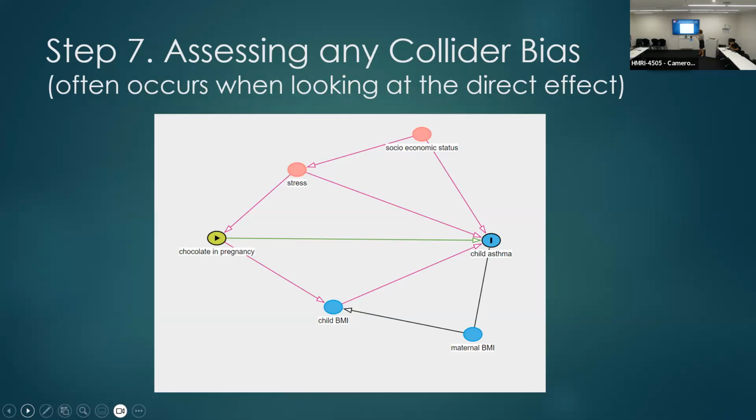For example, there's a thing called M bias, where if you have a variable here pointing down to chocolate and stress, you get this M thing happening. If you decided to adjust for that, it opens the whole M. But if you didn't, everything would be blocked, and it becomes confusing, and you have to then adjust for everything in your model.